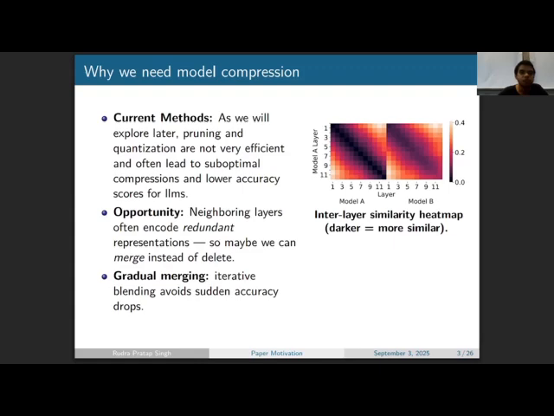Now, why this paper's method? Even though there are compression techniques such as pruning and quantization, which we will explore later, they don't work very well with LLMs when we are compressing at a very high compression ratio. And this paper utilizes the opportunity of compressing redundant representation in neighboring layers, which other methods did not do.